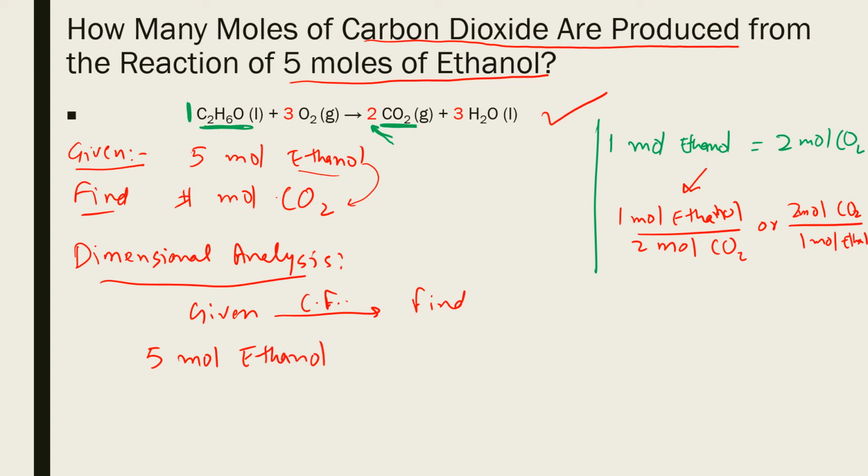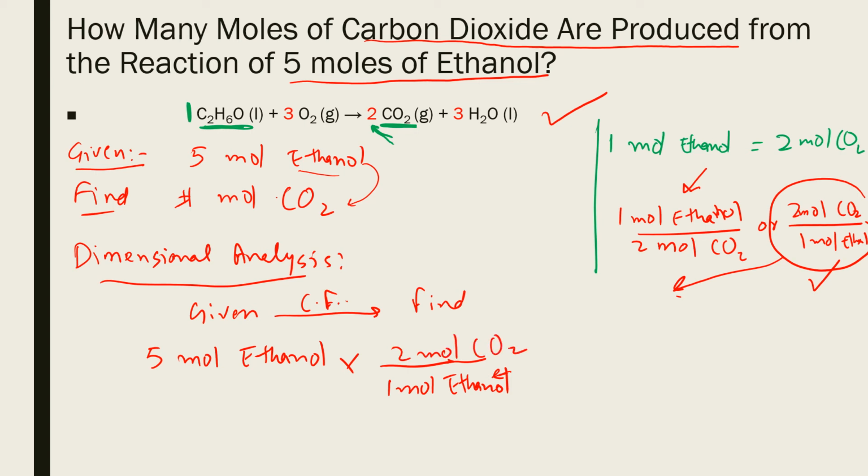Which conversion factor do we need to use? We need to use the one where the ethanol part is in the bottom. So therefore, we will use this conversion factor. Down here will be 1 mole ethanol and up will be 2 mole CO2. So mole ethanol cancels with mole ethanol, and when you multiply, the answer comes out to be 5 times 2, which is 10 moles of CO2.